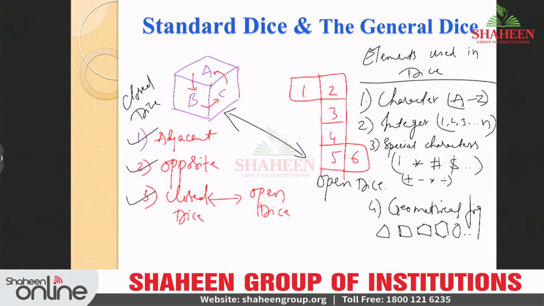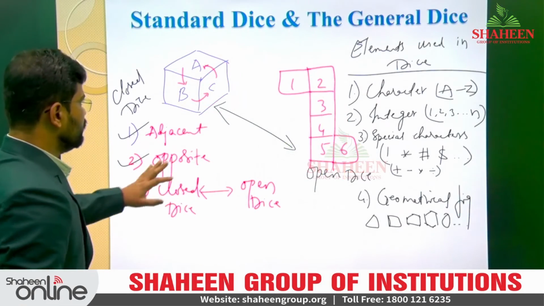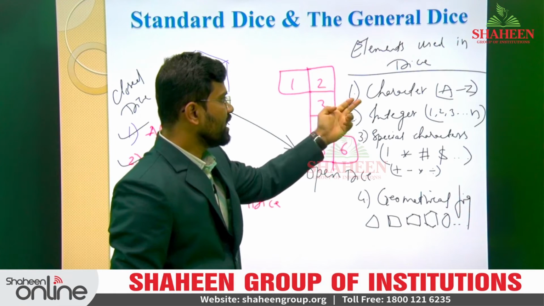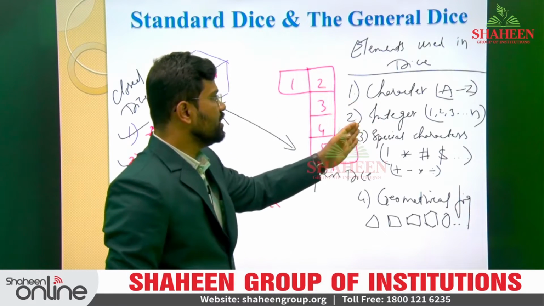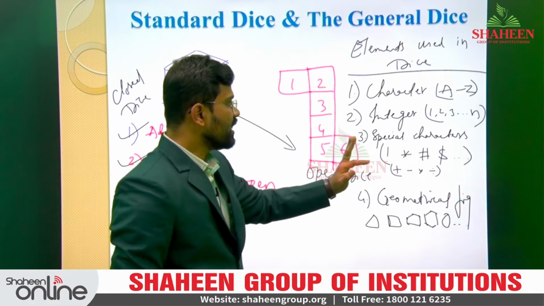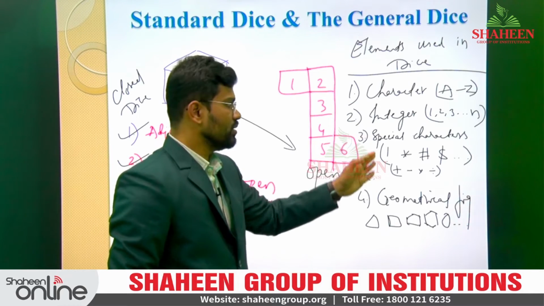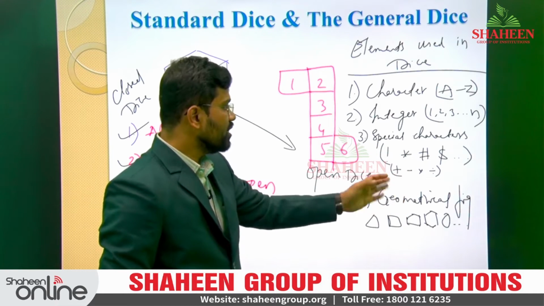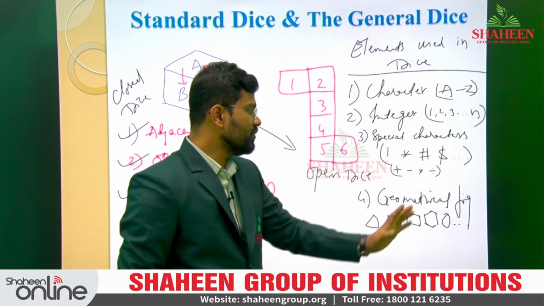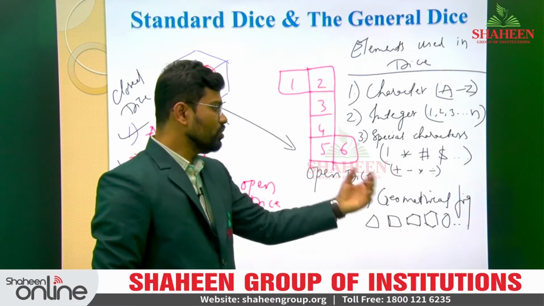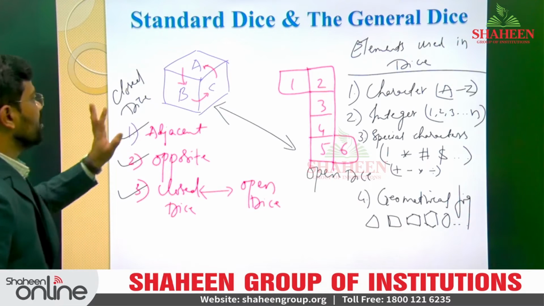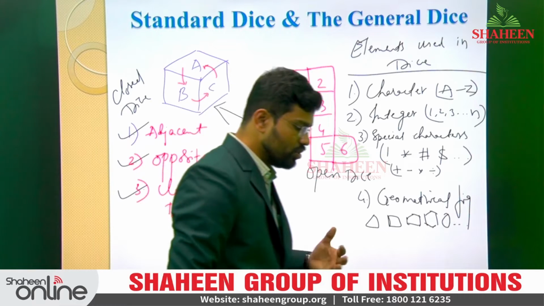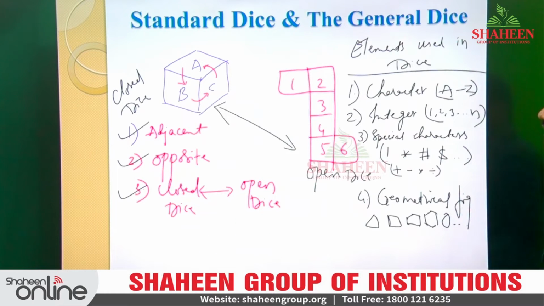So friends, the elements which can be used in dice are characters from A to Z, integers from 1, 2, 3 till n, and special characters like exclamation, star, hash, dollar, rupee, and so on. Even they can use addition, subtraction, multiplication, and division. And one more possibility is that they may use geometrical figures in place of A, B, C. So these are the elements which can be used in dice.